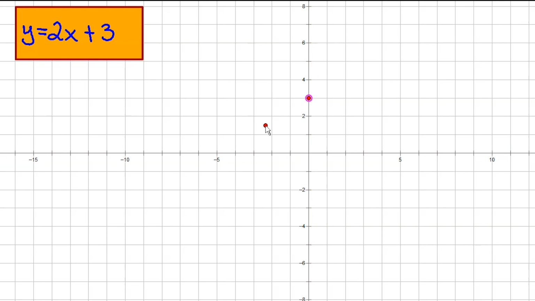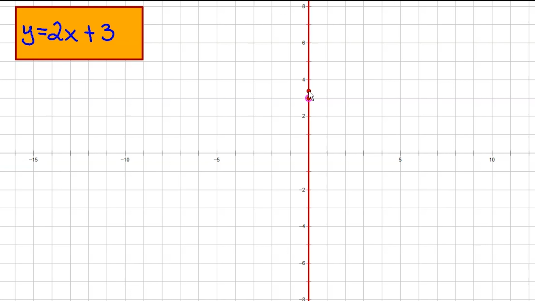And then the way I get more points is I have to use my slope, which in this case is 2, or you can think of it as 2 over 1 if you want to do rise over run. And so what you do is, not from the origin, but from this first point, I'm going to use my slope of 2 to get my next point.